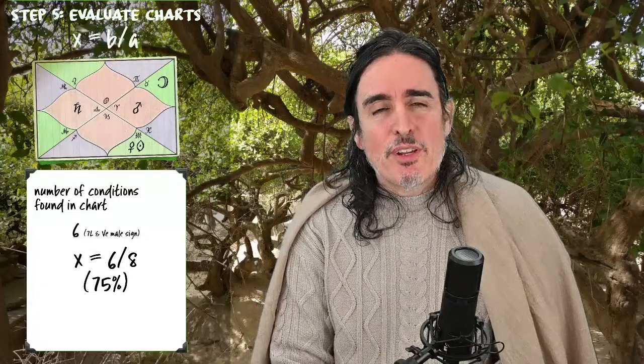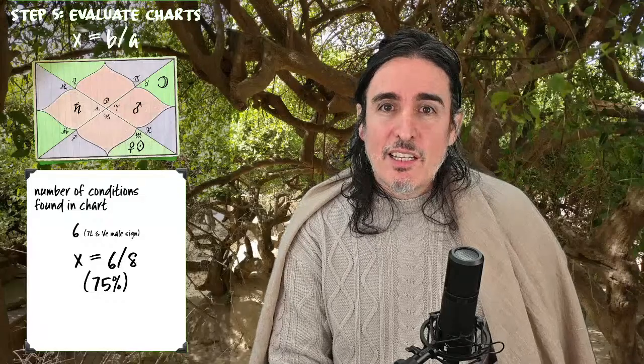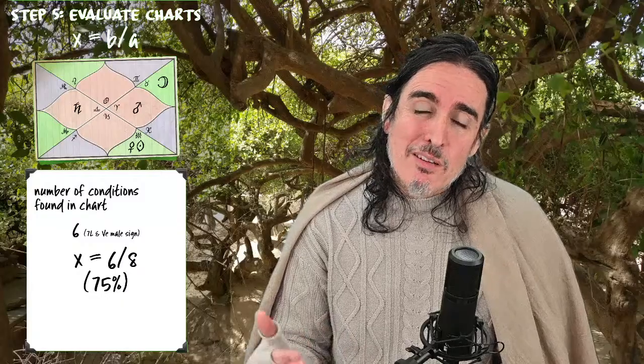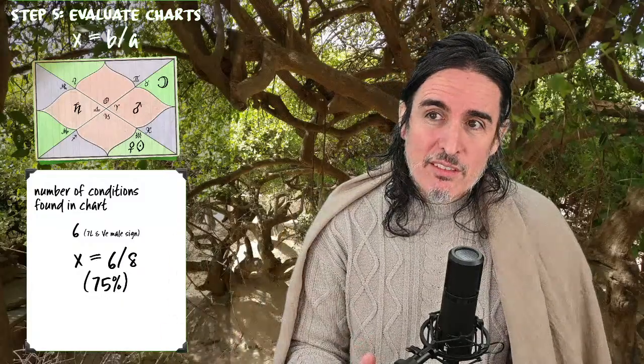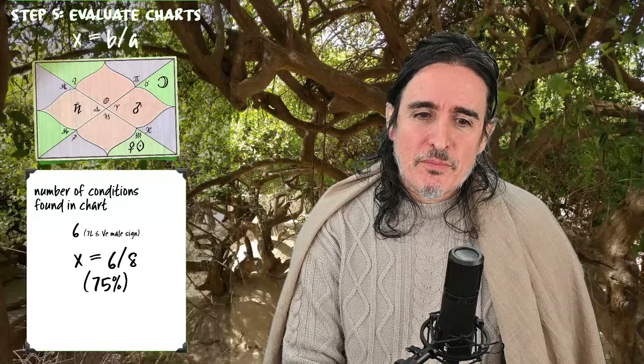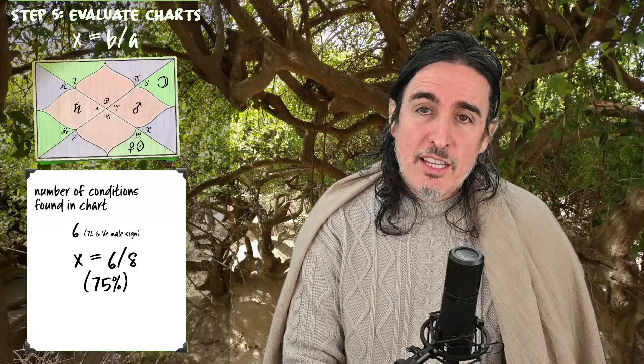So 6/8, that's 75%. 3 out of 4 times. 6 out of 8 times. This is productive. This marriage is great. Those other times that are misses are not negative. They're just not positive. Okay?